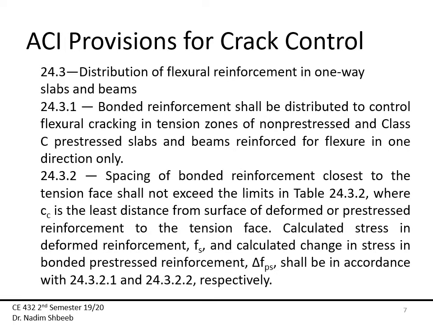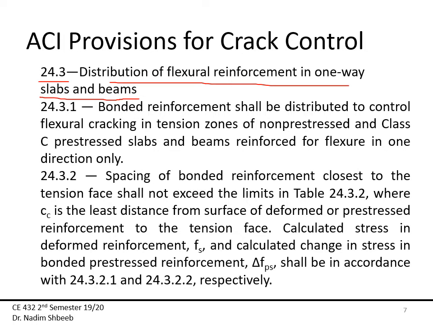So, as far as the provisions for crack control in the ACI code, the ACI 2019, we will find that in section 24.3. As I said in previous lectures, I'm only giving you part of the code which concerns us the most, in case some changes come down the road, as it usually does with the code, you will know exactly where to look for them. So again, section 24 deals with the distribution of flexural reinforcement in one-way slabs and beams. Okay, so this is only applicable to beams and one-way slabs.